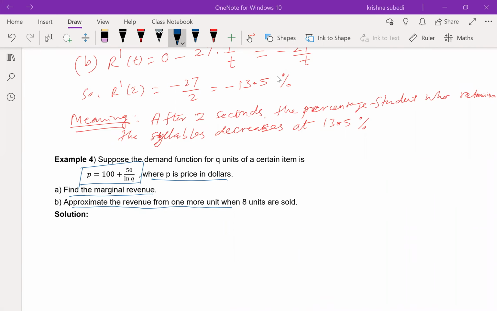Okay, thank you. So example 4 is another application of logarithmic functions in the real world, especially from economics. Suppose the demand function for Q units of a certain item is given by P equals 100 plus 50 divided by ln Q, where P is price in dollars. Find the marginal revenue. Approximate the revenue from one more unit when 8 units are sold.